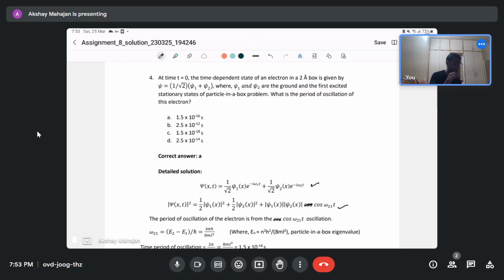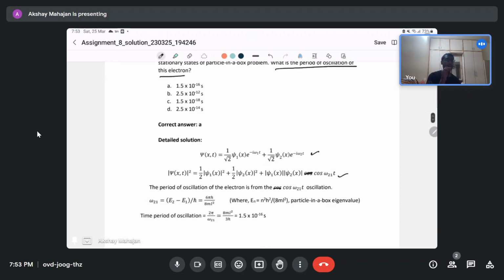So basically, for the period of oscillation, we know psi(x, t) as a function of t, and you just have to find the probability density. You have been provided the probability density, and this frequency and this oscillation is given by omega 2 1.